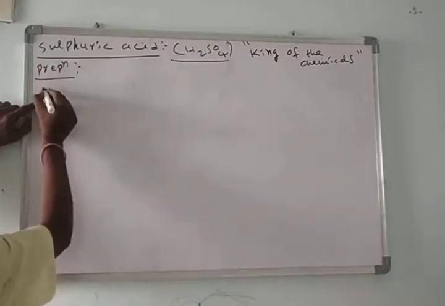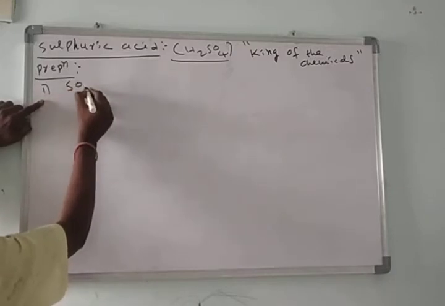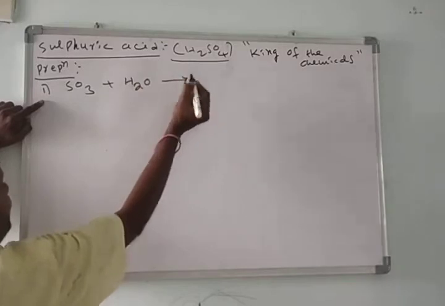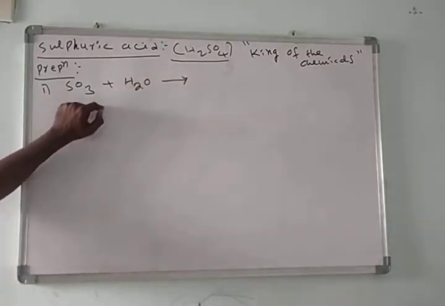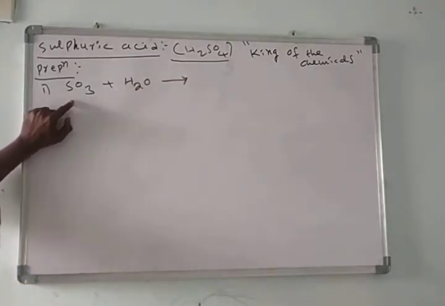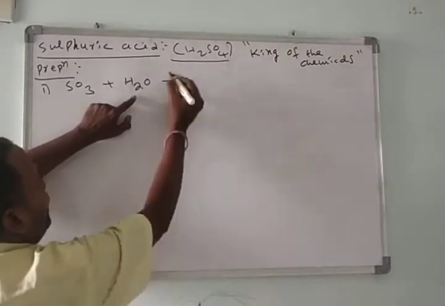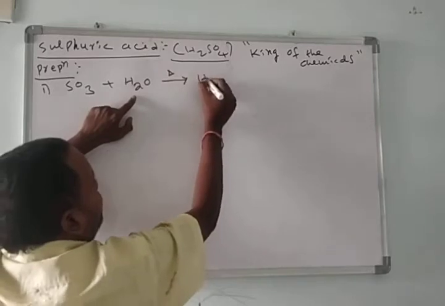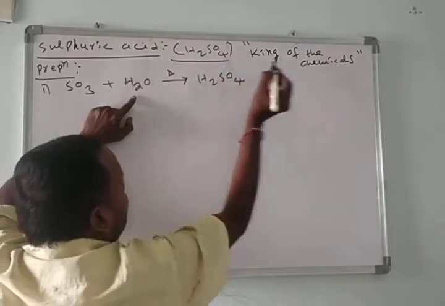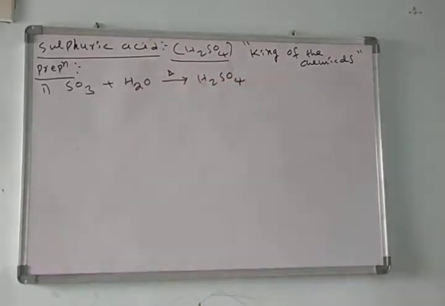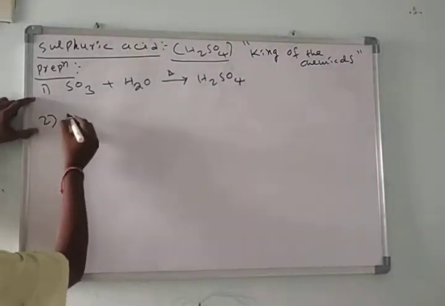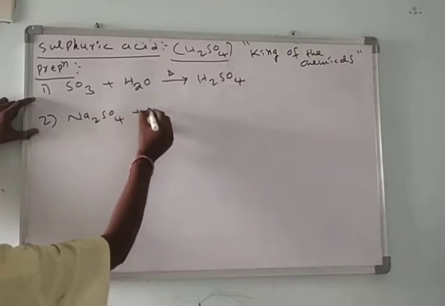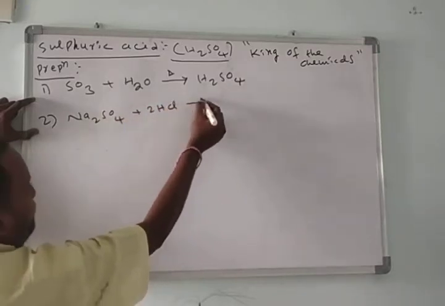The simple preparation of sulfuric acid is the hydrolysis of sulfur trioxide. Just take SO3, sulfur trioxide, add water and heat. Here we will get sulfuric acid, H2SO4. One more preparation: you take sodium sulfate and react it with hydrochloric acid.